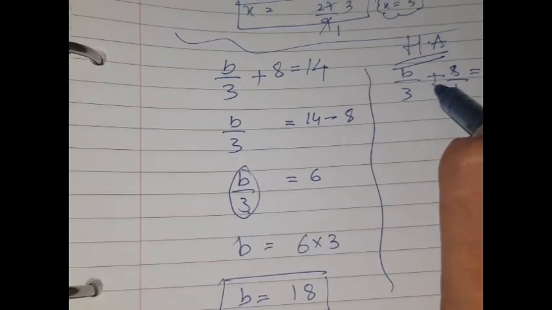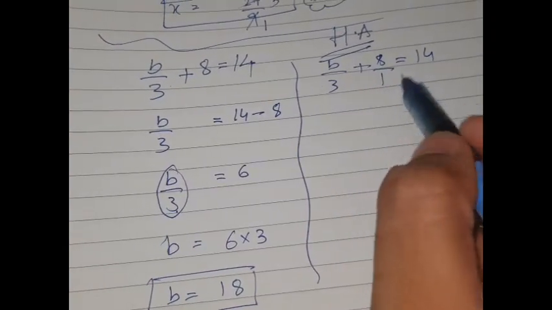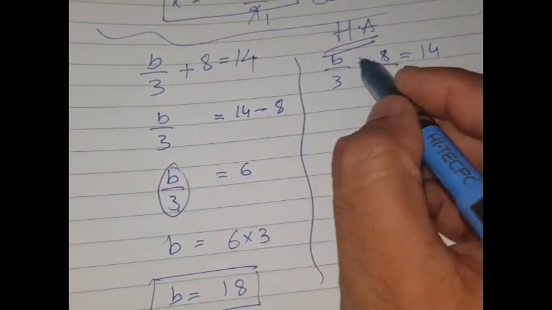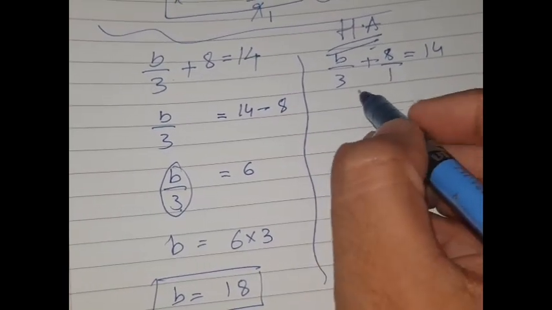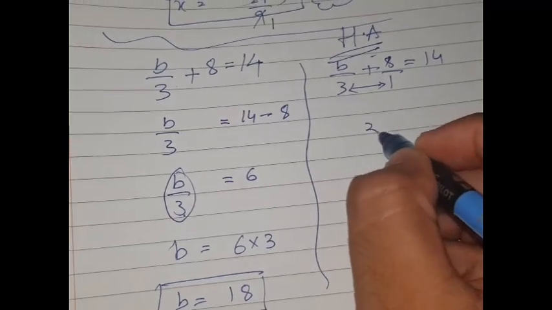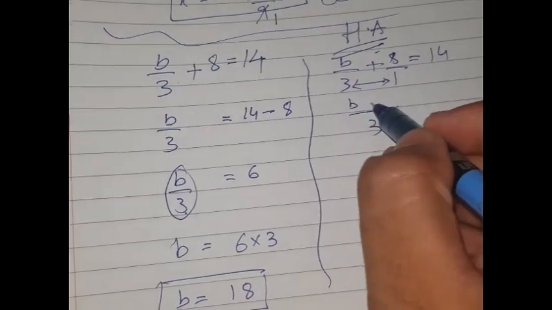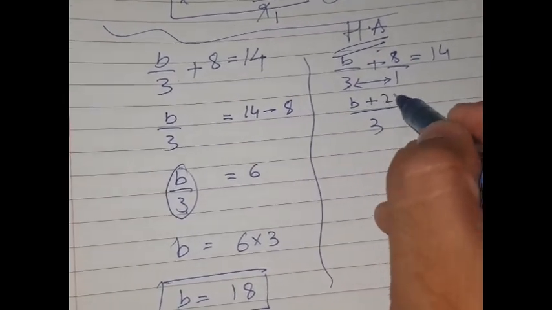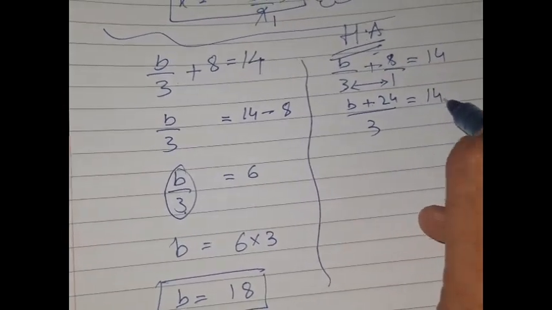Now b over 3 plus 8 over 1, this is what? This is addition of fractions. So I'm going to use the butterfly method here. Multiply 3 and 1 first. I got 3. 1 and b makes b, plus 8 times 3 makes 24, is equal to 14.